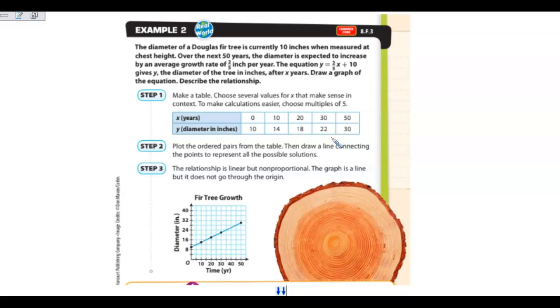Plot the ordered pairs from the table and then draw a line connecting the points to represent the possible solutions. And they've done that for you. We're going to take a look at this graph here.